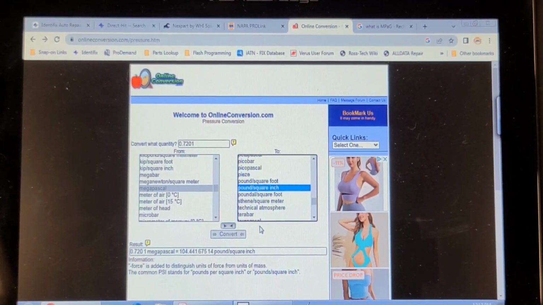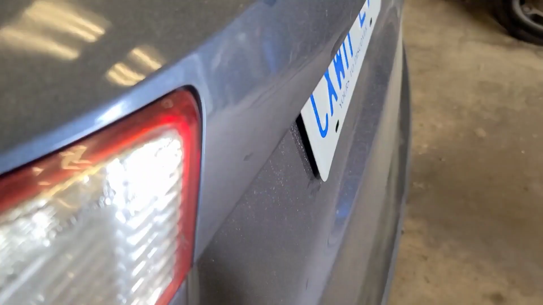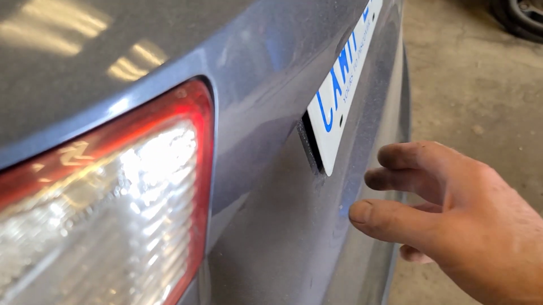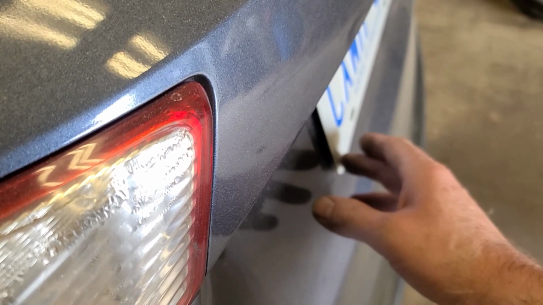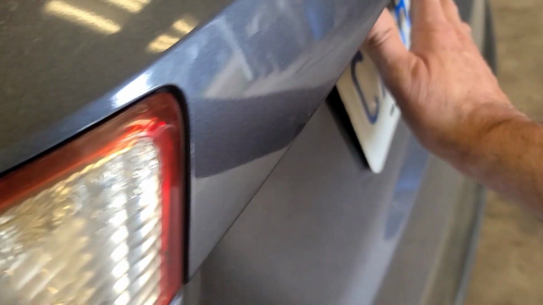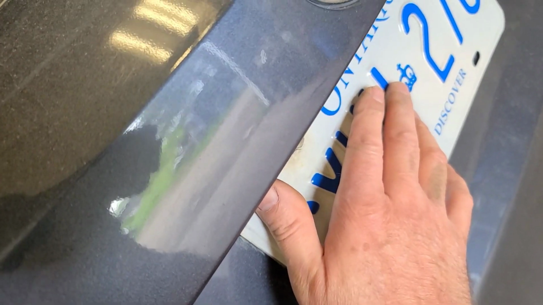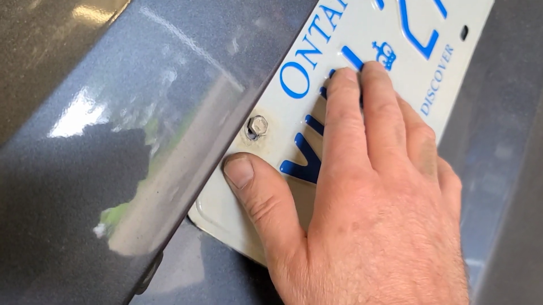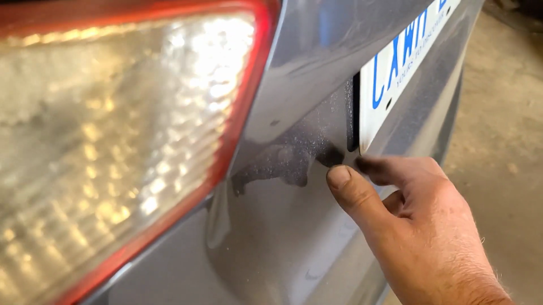Can't find any leaks. I've added dye to the system, so we're going to let them drive it for a few days and bring it back and look for any kind of signs or any evidence. So I think I found the source for the rattle in the back. If you look at it, the bolts are loose on the license plate. We'll fix that up.